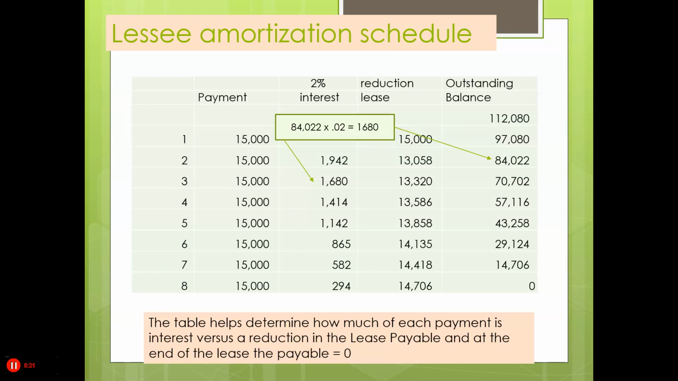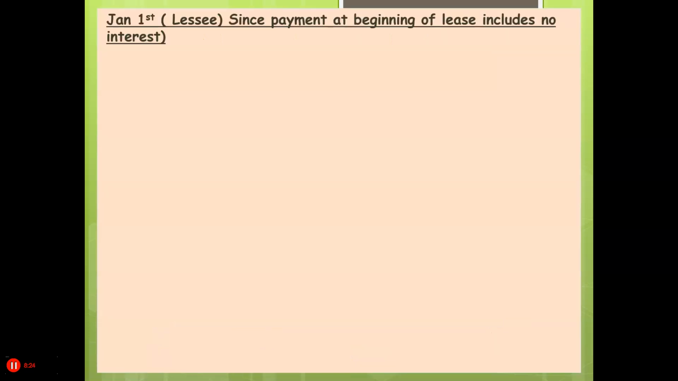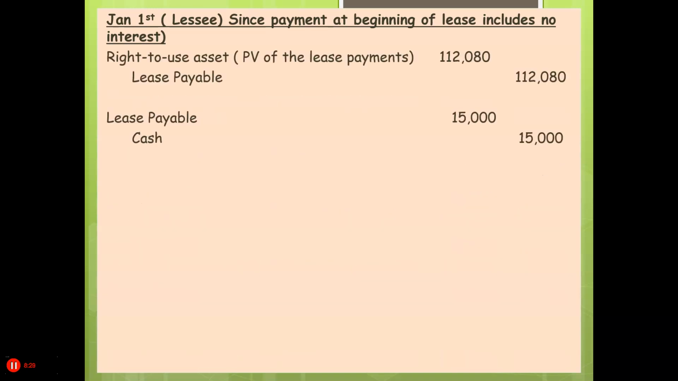Now we're going to look at the actual journal entry so you can see what this looks like. On January 1st, when they sign the contract, we're going to book the right-of-use asset, which is the present value of the lease payments, and lease payable, which as we make our payments is going to be whittled down to 0 at the end. And then lease payable, cash would be our first entry when we make our first payment. If you notice, all $15,000 goes against the lease payable because there's no interest, because it was made when signed.